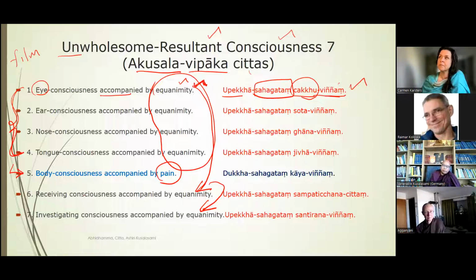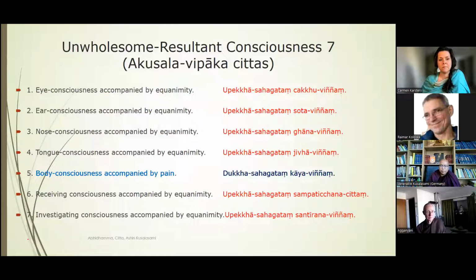And the next one is receiving consciousness accompanied by equanimity. And the next one is investigating consciousness accompanied by equanimity as well. So here, I think actually this is not my subject.